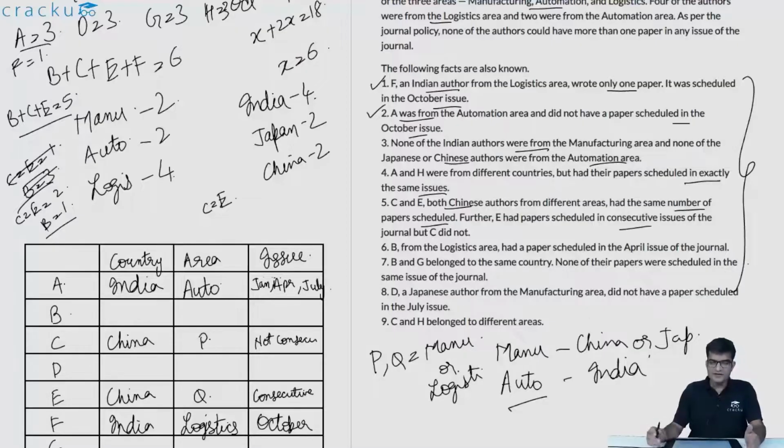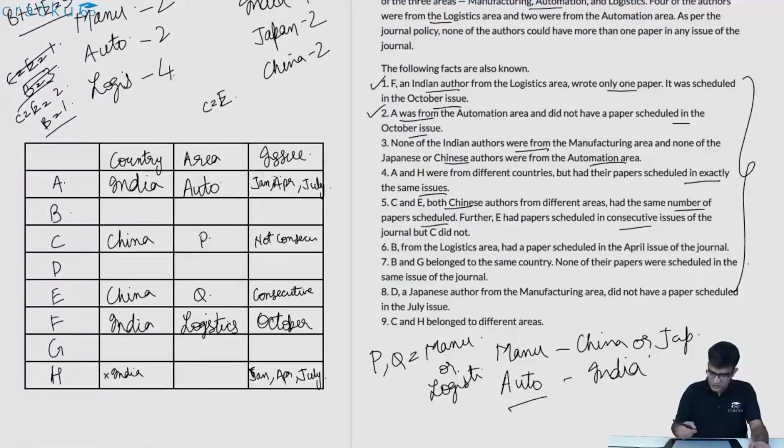So now we have figured out the number of papers published by each one of them. A is 3, B is 1, C is equal to 2, D is equal to 3, E is 2, F is 1, G is 3 and H is 3. Let us go through all the clues again.